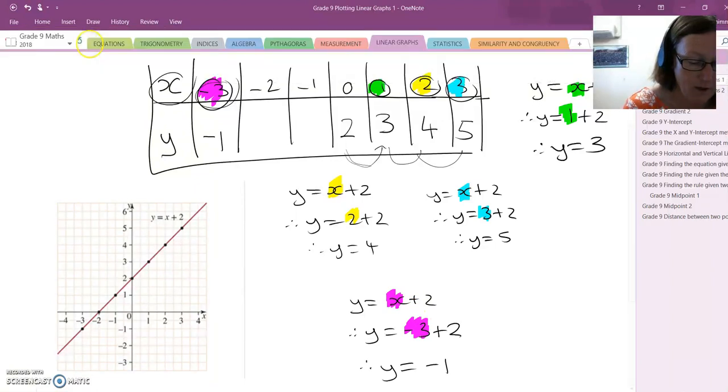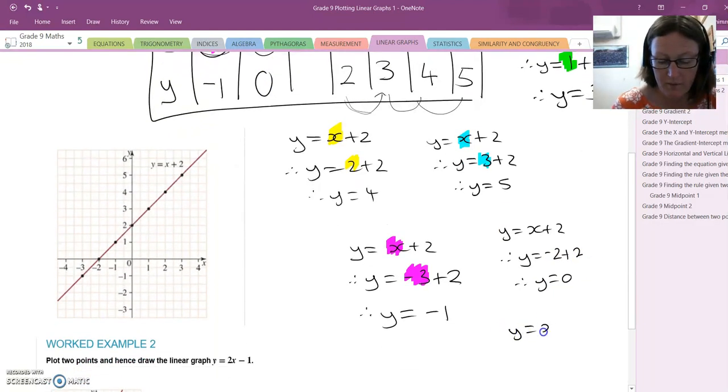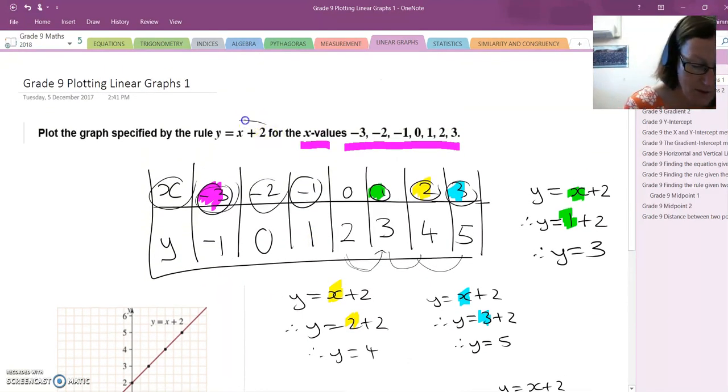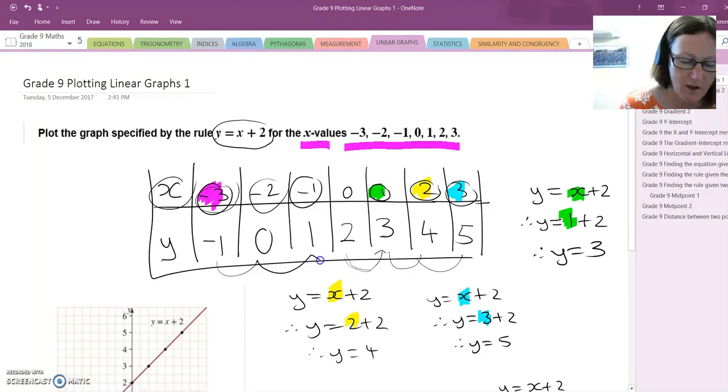Okay, so I do this all the way along for my table. I'll substitute -2, y is equal to x plus 2, and then instead of x, I'm going to put -2, and that is equal to 0. And in the next case, y is -1, so y is equal to x plus 2, y is equal to -1 plus 2, so y is equal to 1. Now this is going to be a linear graph, because y equals x plus 2 gives us a linear graph. There's no squares or cubes or square roots in that equation. So it is going to give us a linear graph. So yes, a pattern does exist going up in ones.